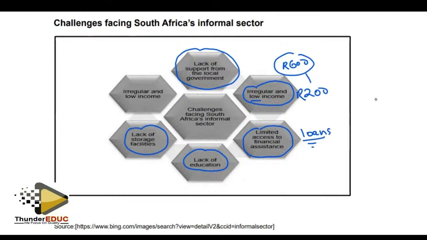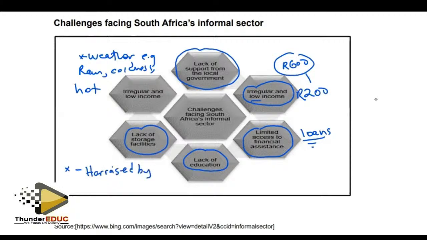Yeah, these are some of the challenges. As well, we can mention the weather conditions, e.g., at times it could be rain, coldness, and heat. It is too hot. So this also becomes another challenge. And as well, they are harassed by the municipality, which becomes another challenge among other challenges. All right.